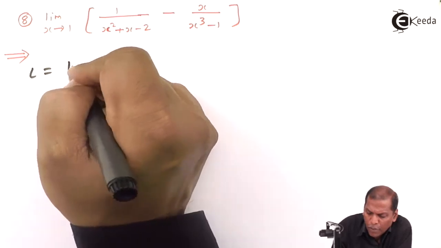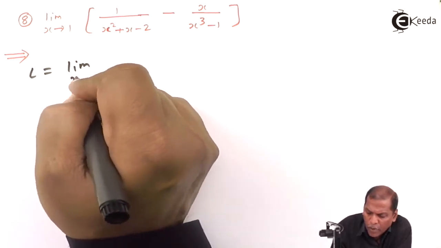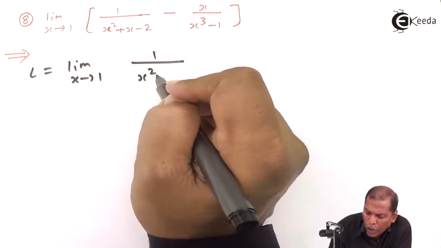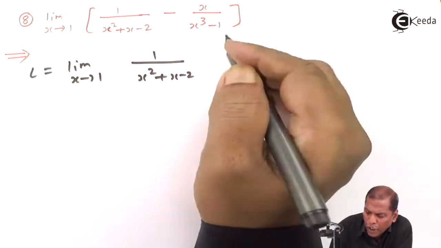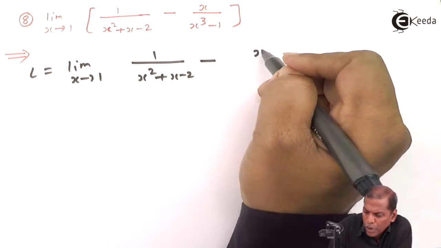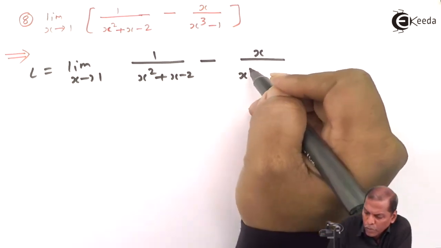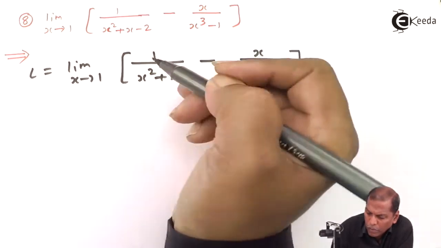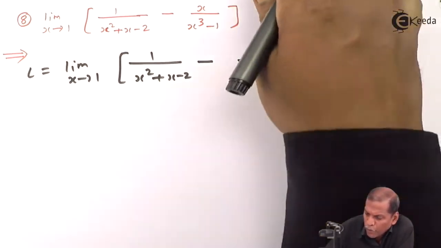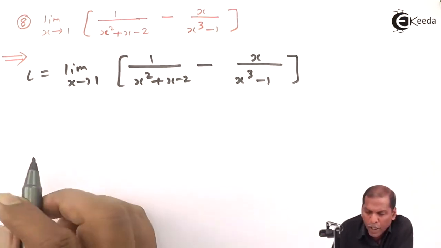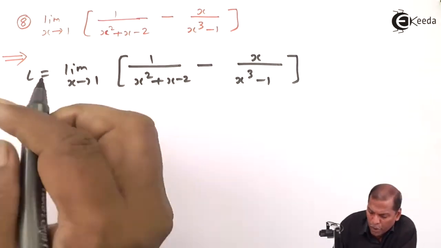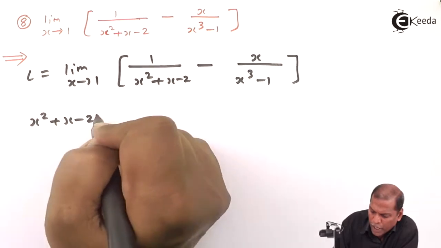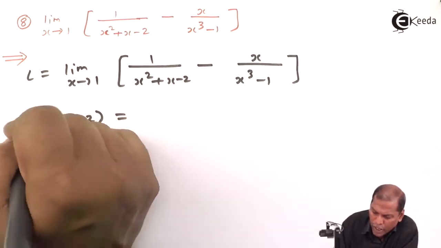First, let L stand for the limit. L is equal to limit x tends to 1 of (1 upon x square plus x minus 2, minus x upon x cube minus 1). Now here we have to factorize the terms which are present in the denominator. So first we consider x square plus x minus 2. That can be factorized.